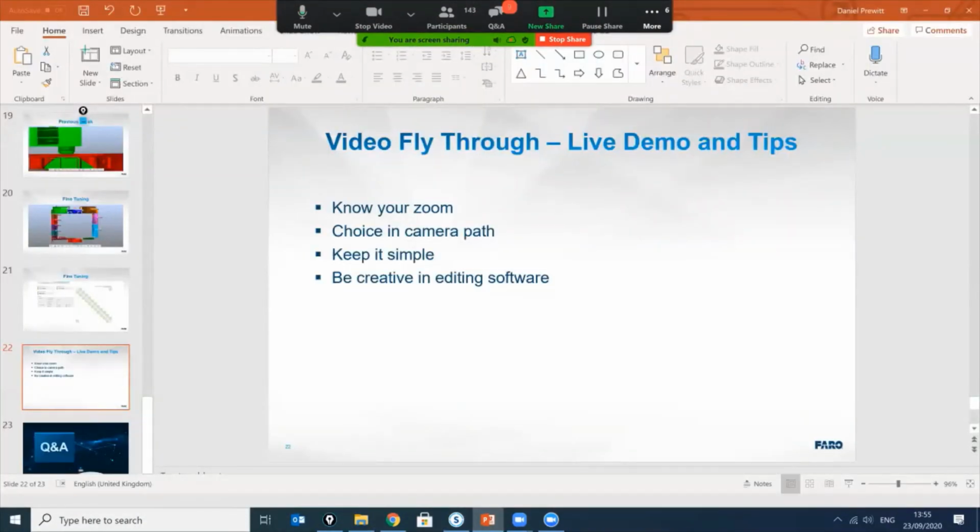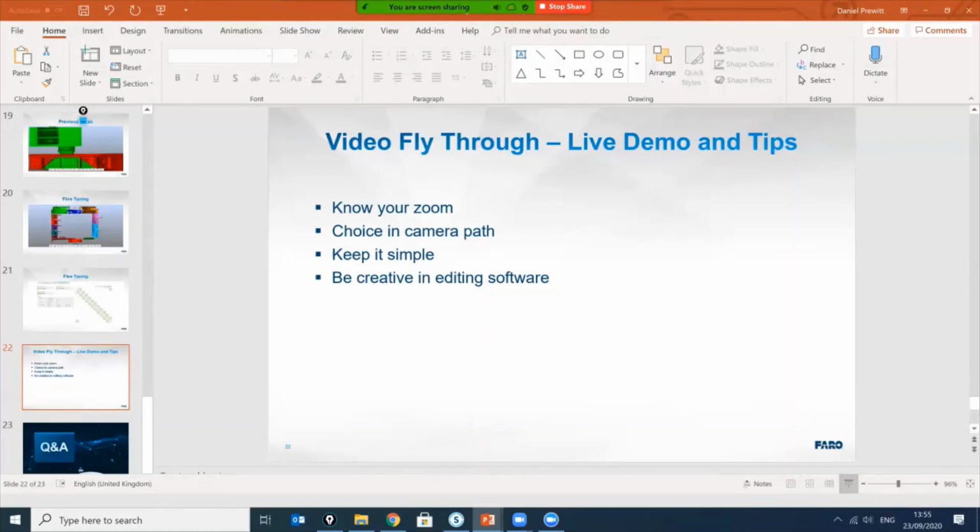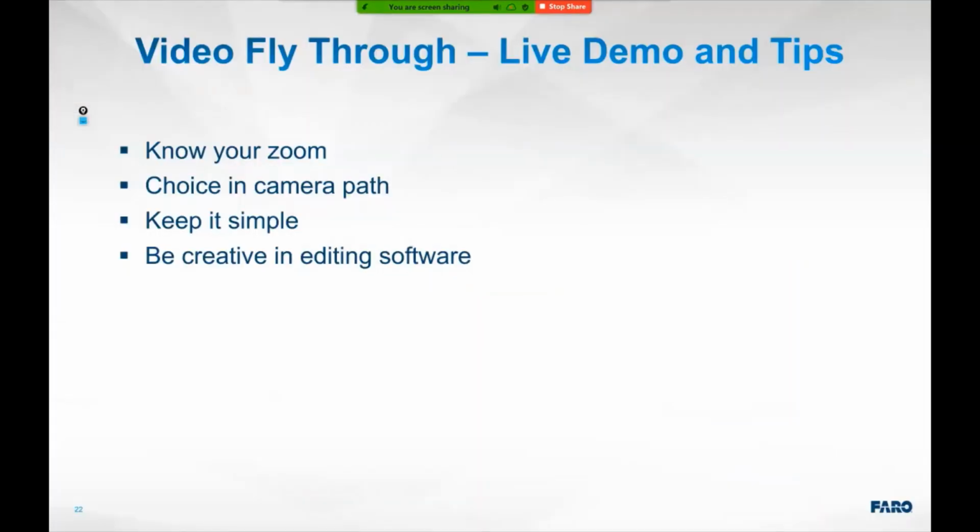There's my tips. Understand your zoom, pick your choice in camera path, but because you're picking a choice in camera path, make sure you keep it simple, and then do all the creative stuff in the editing software. Just fade multiple videos together. I promise your video will look a lot nicer and smoother.